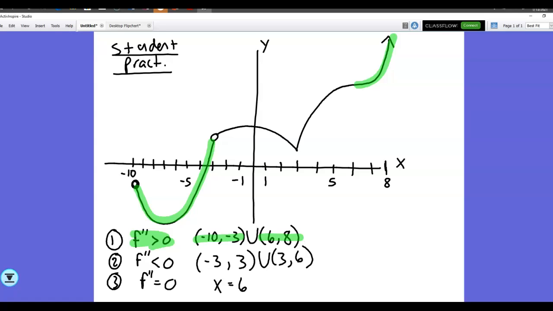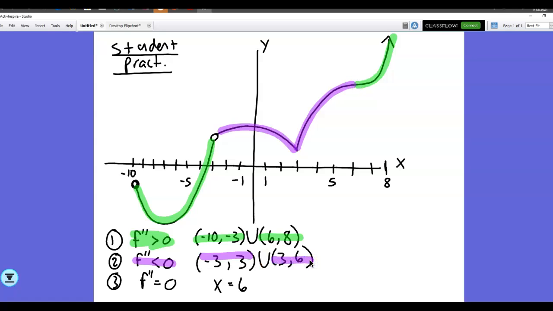Next, where is the second derivative less than 0? In other words, where's this function concave down? I would say this is concave down, which would be from negative 3 to 3. And I would say that this is also concave down, which is from 3 to 6.